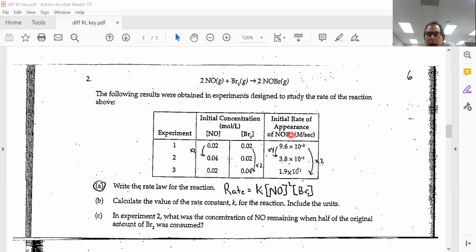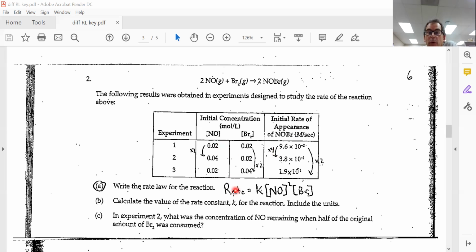Does the NO affect the reaction rate? Does the concentration of Br2 affect the reaction rate, and by how much? So this one, it looks like Br2 is constant in experiments 1 and 2. NO doubles, and the rate goes from 9.6 times 10 to the negative 3 to 3.8 times 10 to the negative 2. That looks like it quadruples. It goes up by a factor of 4. So if something doubles and the rate goes up by a factor of 4, it's really doubling squared, and that squared means it would be second order in NO.